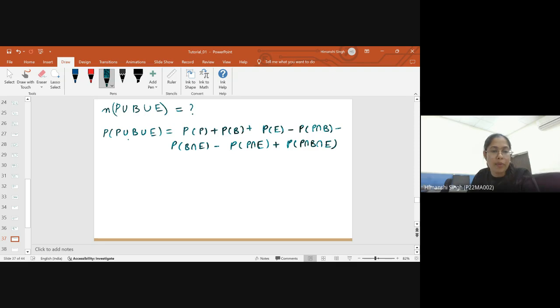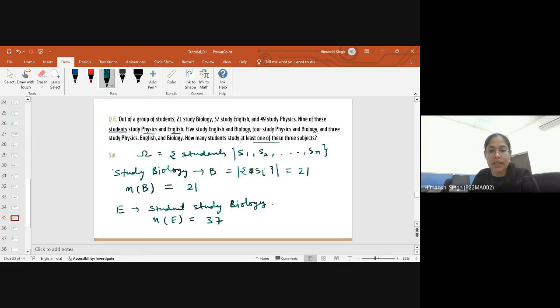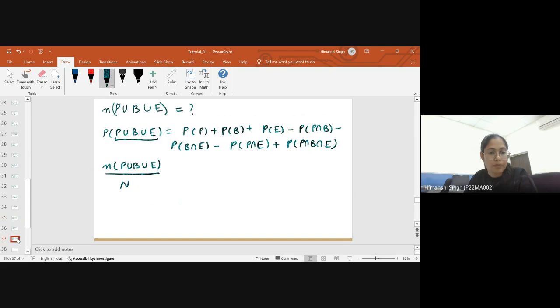And we also know that the probability of an event is the number of elements in this event divided by the total number. Let the cardinality of the total sample space be capital N, that there are total N students. So the probability of P union B union E will be the number of elements in the event divided by the total number of elements.